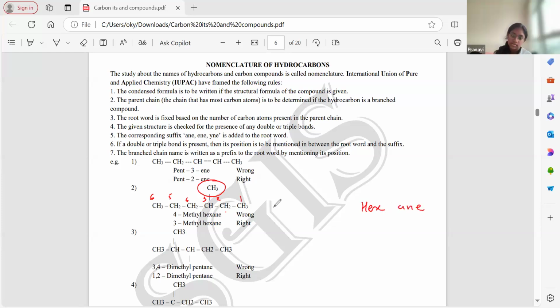Is a double bond present? No, ma'am. Correct? So directly we can write hexane. If a double bond or triple bond is present, then only we have to separate it as a root and suffix. Right? So directly we can.